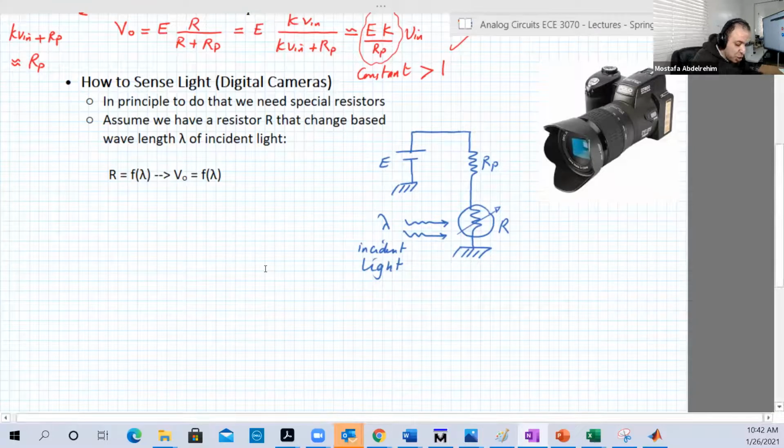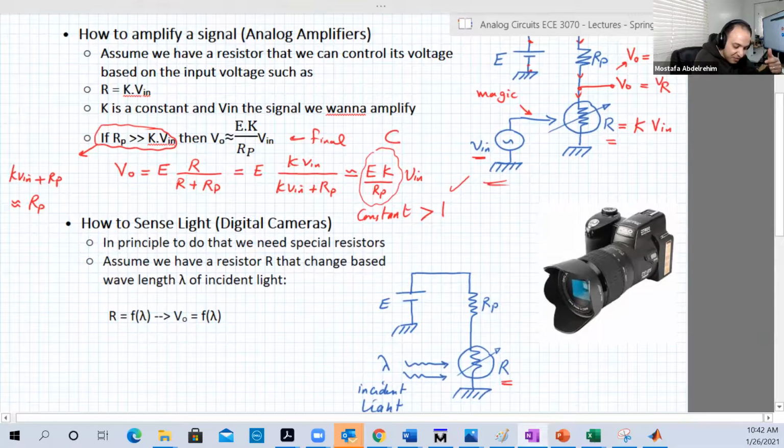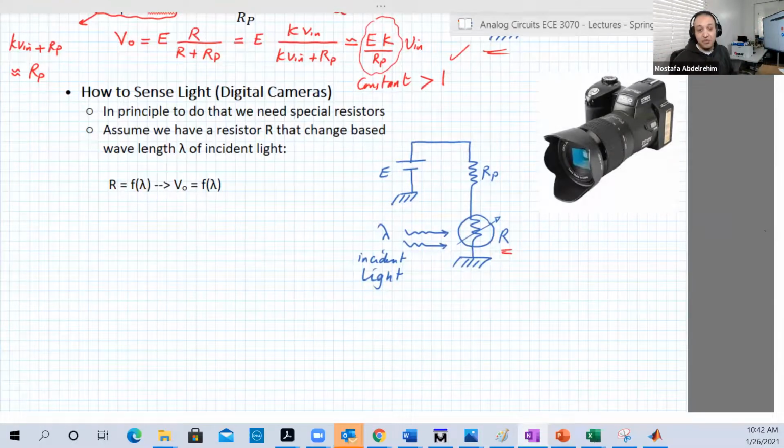So imagine you have this sensor. This sensor has a resistor called R. Similar to that way, it can be controlled by the input, but now it's controlled by the incident light. So the input here is light, and the device here is a photodiode. The light is coming in, like this light here, and it will produce an output based on the incident light color or wavelength.